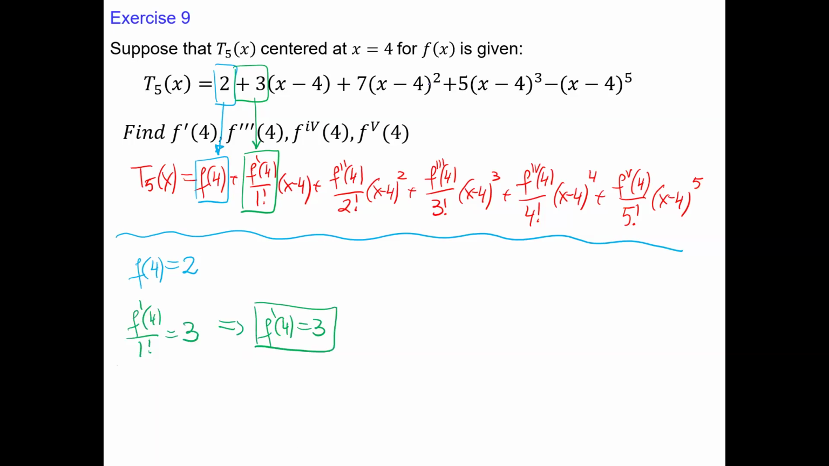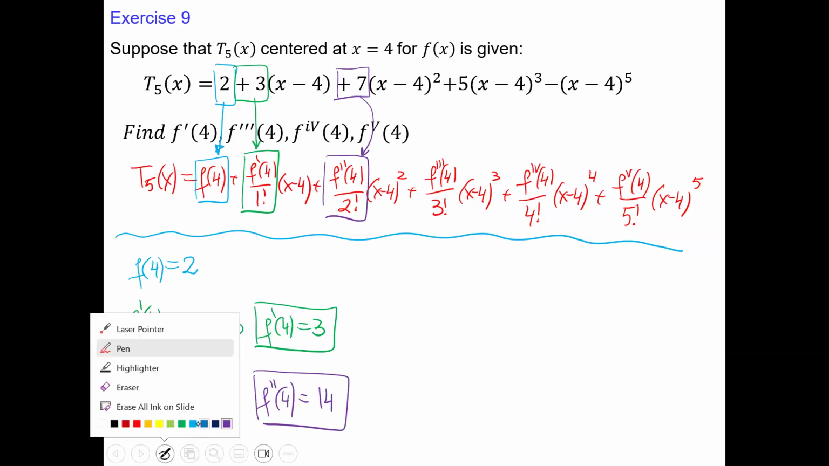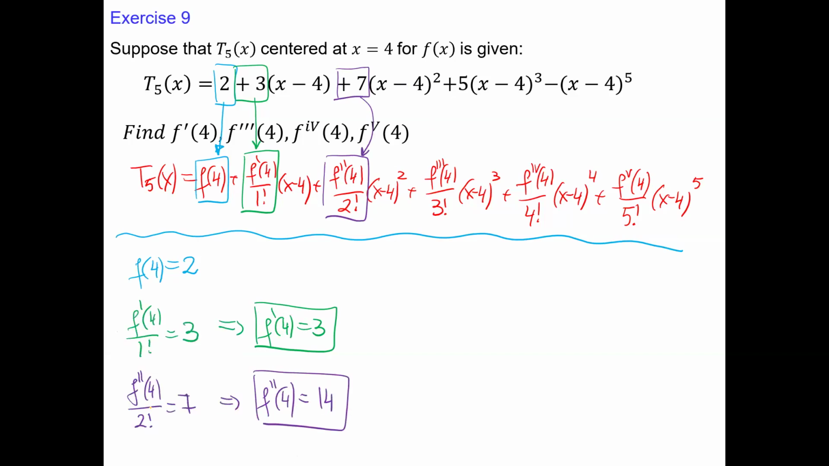Okay, now, (x minus 4) squared. The coefficient is 7, and the general coefficient is this. That means the second derivative at 4 over 2 factorial equals 7. Then the second derivative at 4 is 2 times 7, 14. Beautiful.